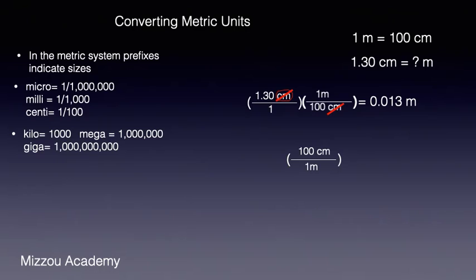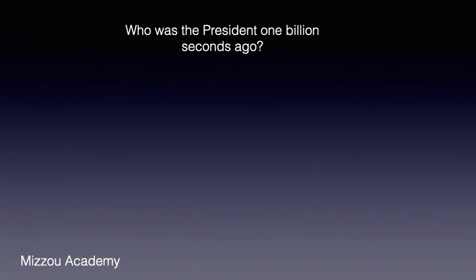So, what if we have a long conversion, one that involves multiple steps? Does it still work? Well, let's take a look at a question like this. Suppose for some reason we needed to know, who was the president a billion seconds ago? A billion is such a huge number, I can't really visualize how much time that is. I need to convert it into something that's easier to think in, like years. But I don't know a conversion factor that relates seconds to years. We can still make the conversion.